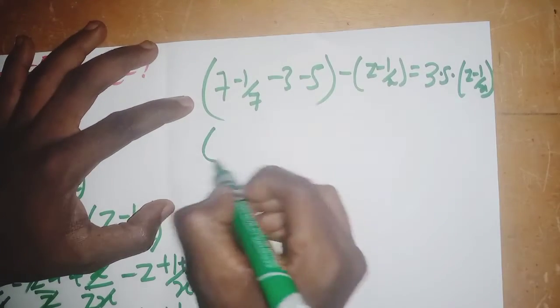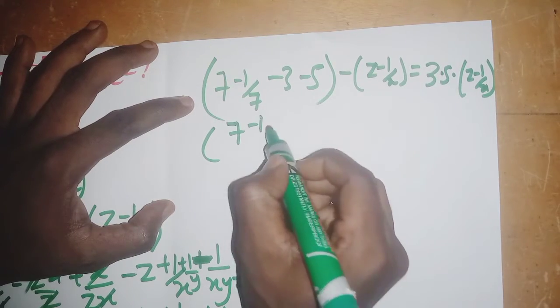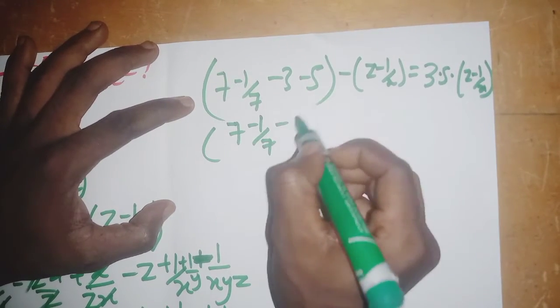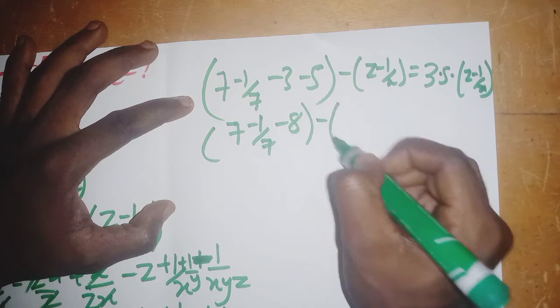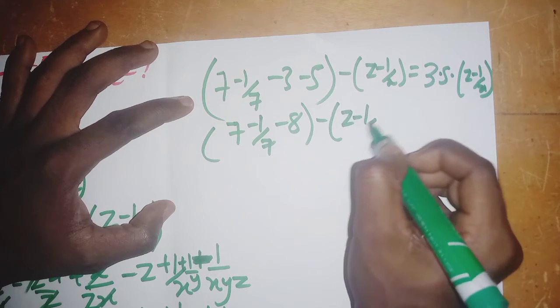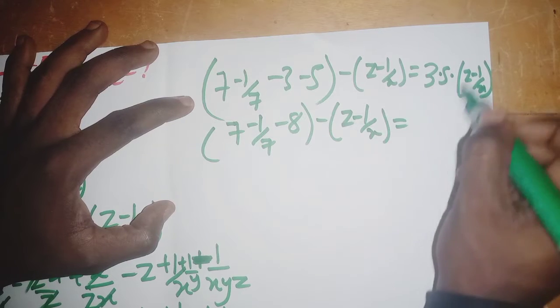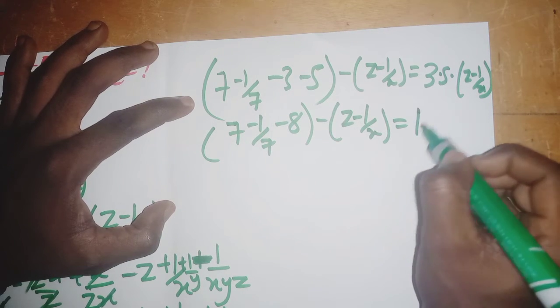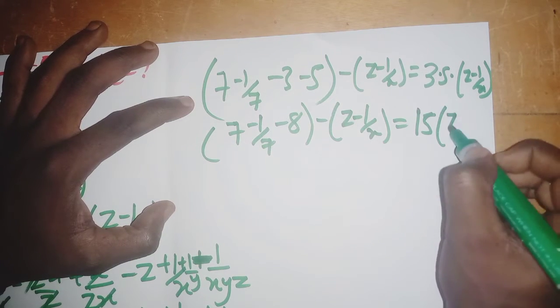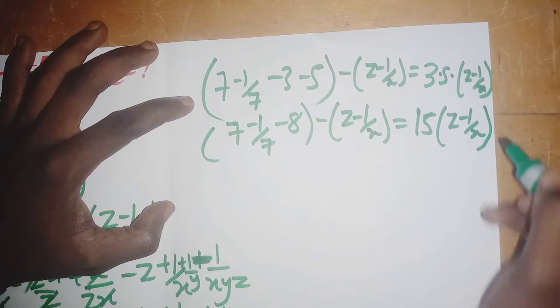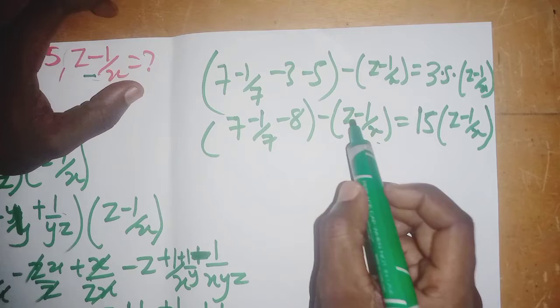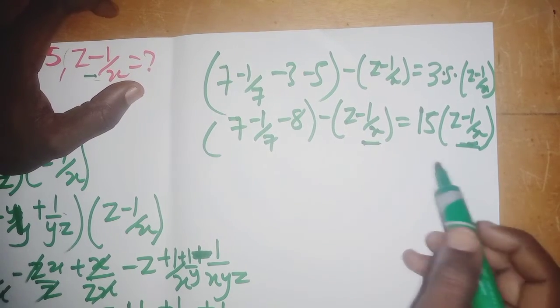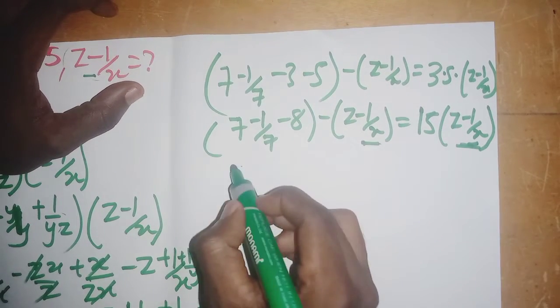When we simplify this, remember 7 minus 1 over 7, this gives me minus 8. So I have minus z minus 1 over x here, and then this gives me 15 multiplied by z minus 1 over x in this case. So you can see that we have something simple here. Now we have like terms. Why don't we take them to the other side?